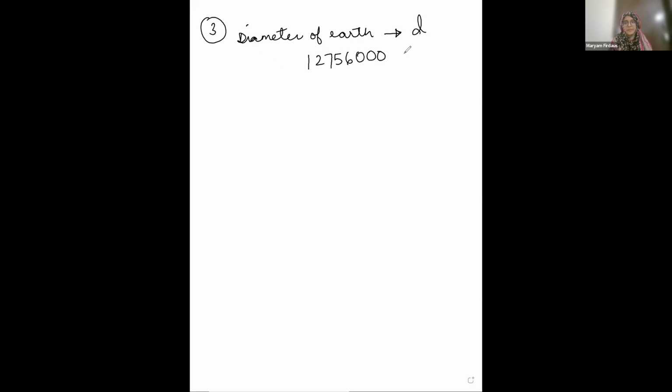12756,000 meters. Okay. Now they're saying a new planet was found whose diameter is 5 by 86. Is it? Yes. Yeah, 5 by 86. So the diameter of new planet, I hope you're writing this down simultaneously.